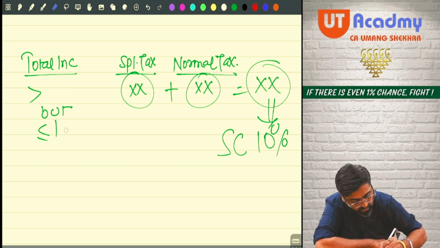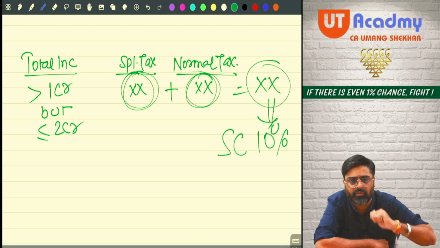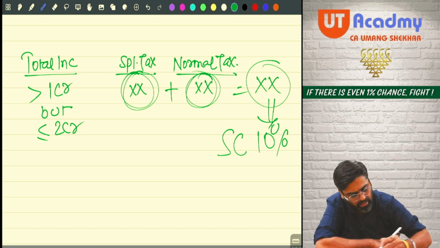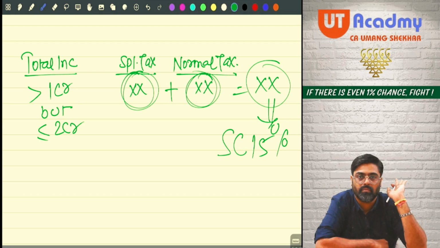Sir, what if it is more than 1 crore but up to 2 crores? On this also, you are supposed to pay 15%. So add both of them and apply 15%. Any problem here? No. Now there will be a problem. Wait.